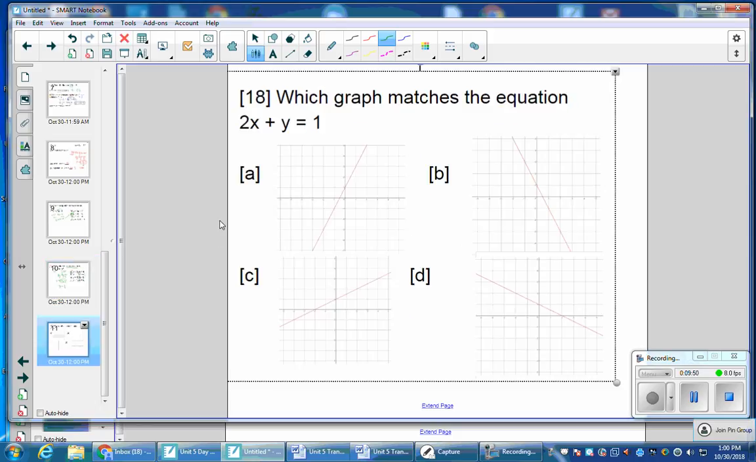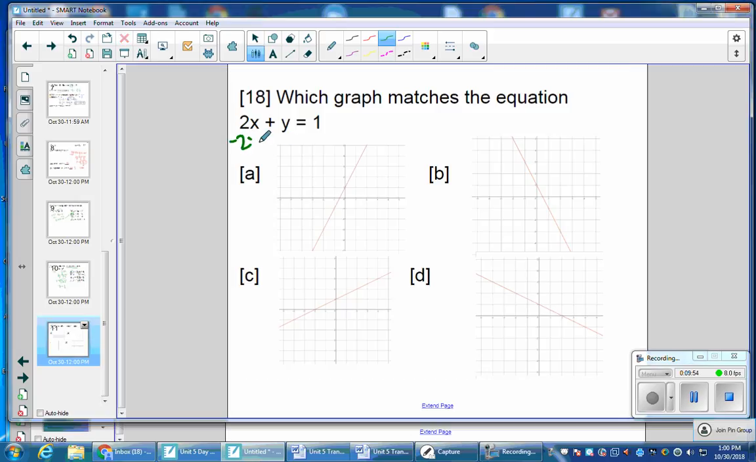And lastly, which one matches the equation? We need to solve this again. So we add or subtract the x term. So I'm going to minus 2x from both sides. That's gone. So my equation is 1 minus 2x. So what I know about this is that the slope is -2 and the y-intercept is 1. So I'm going to look for those points. This one has a y-intercept of 1, that one has a y-intercept of 1, that one has a y-intercept of 1, that one has a y-intercept of 1.